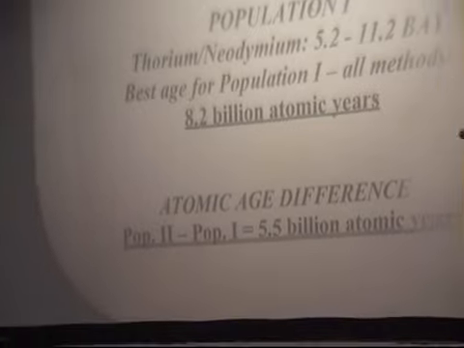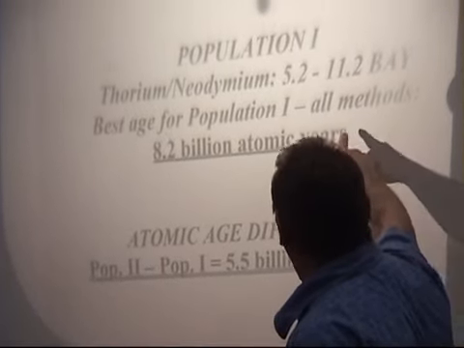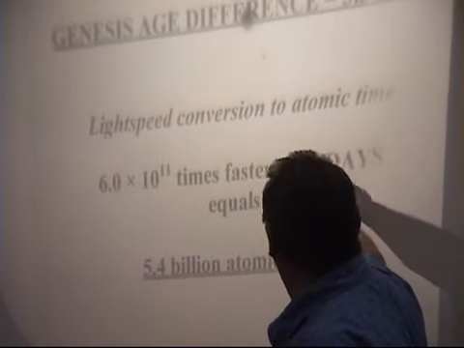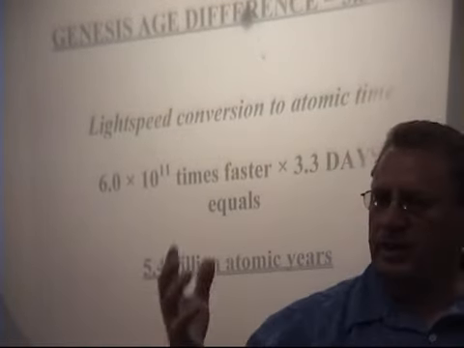We can account for that simply by a 3.3 days difference in the formation time. Now, how does this work? The aging of stars depends on the reaction rates in the cores, which were slightly speed dependent.